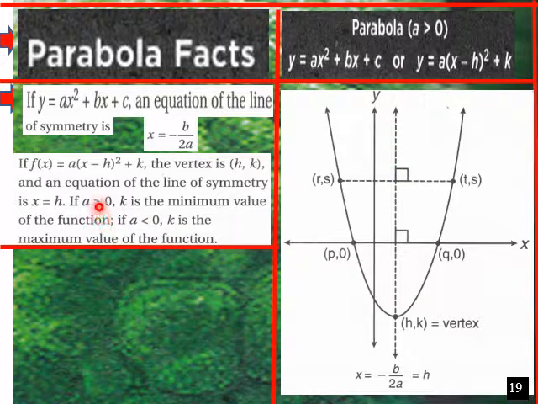If a is greater than 0, k is the minimum of the function, and if a is less than 0, k is the max. So this one opens up, so this is a min here. This k would be a min.